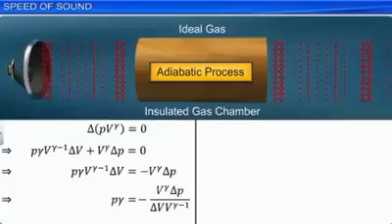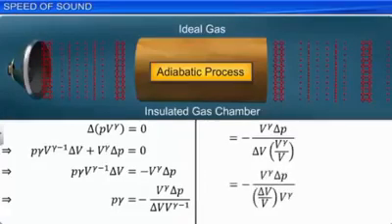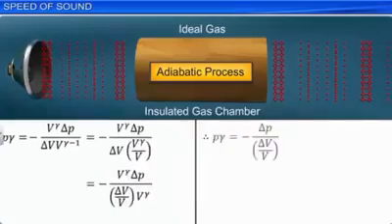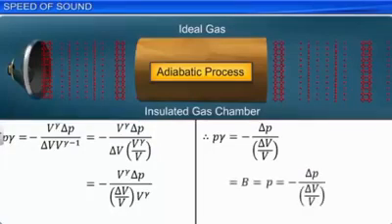Thus, the bulk modulus of the gas is P gamma and not just P as Newton arrived at while deriving the expression. Thus, the velocity of sound in an ideal gas after Laplace's correction is expressed as V is equal to the root of gamma P by rho. Let this be equation 1.